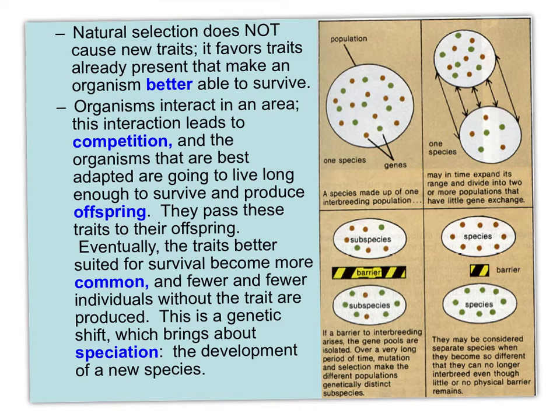So one method is called geographic isolation. If you look at this top picture here, you'll see that we have these organisms, the species, that have brown and red genes. And in the next picture, over time, they have divided into two or even more populations, and those two populations don't really interact. In this case, what divided them was some sort of a barrier.